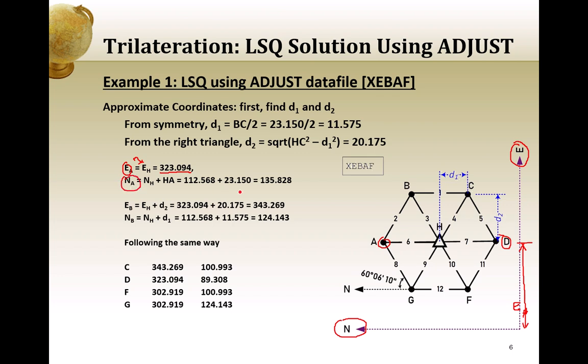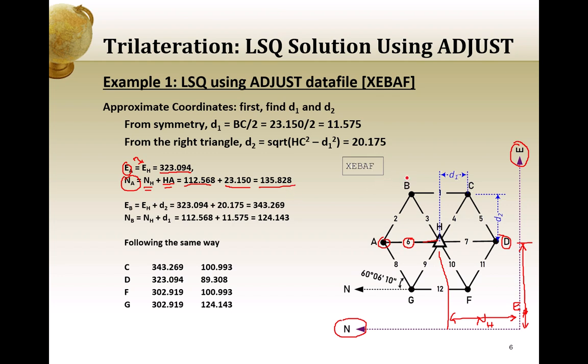Now what about the northing of point A? From here to here, this is the northing of point H. Now, how far north is point A from point H? It is the distance HA. So you add distance HA to the given northing of point H, which is 112, and HA is equal to 23.15. So this is the N coordinate of point A.